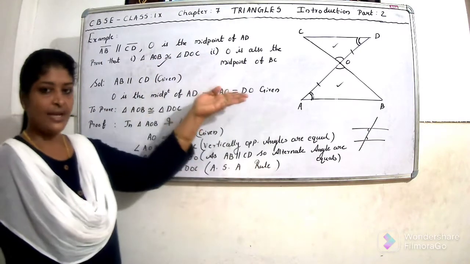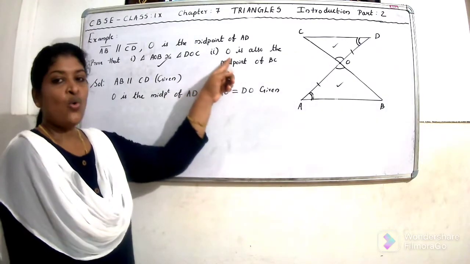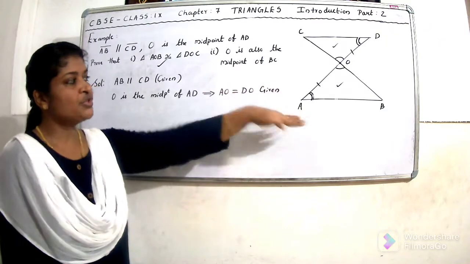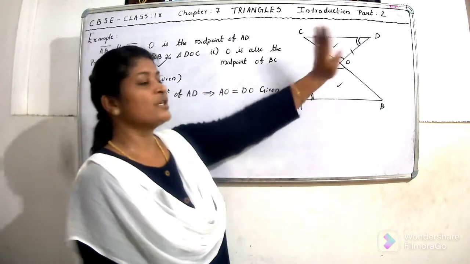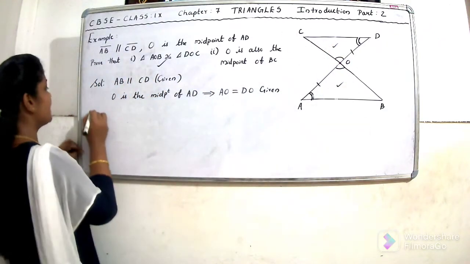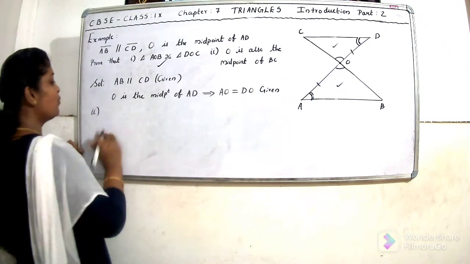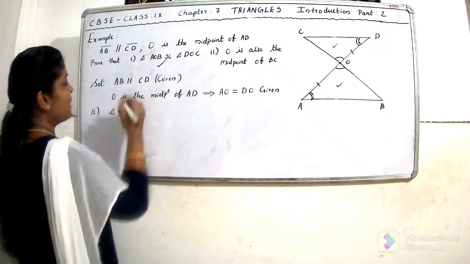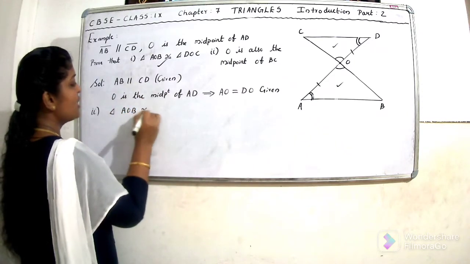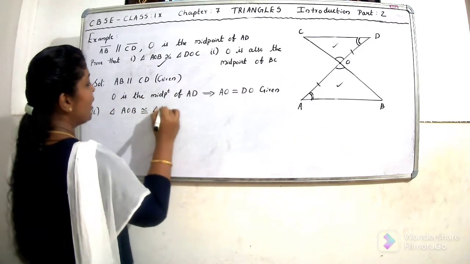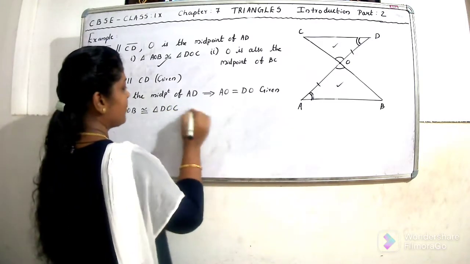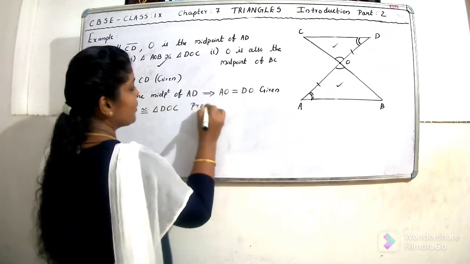Now the second part: O is also the midpoint of BC. Now in this question, what we know is that these two triangles are congruent. Now we are proving the second case. So second, what we know is triangle AOB is congruent to triangle DOC. This is already proved.